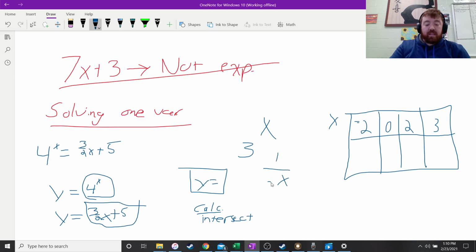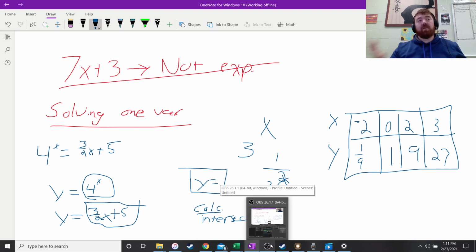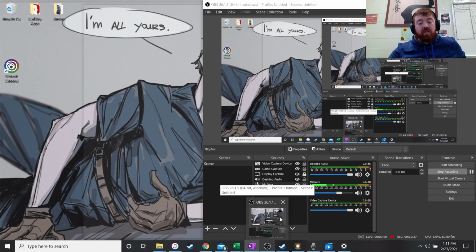And then what you do is solve for this, so you would get 1 over 3 squared, so 1 over 9. Then you're going to get 1, 9, 27, and then you'd graph each of these points. So you get your x and your y values. So that's what you do for exponential growth, exponential decay, and we will touch on this a little bit more going forward. Thanks.